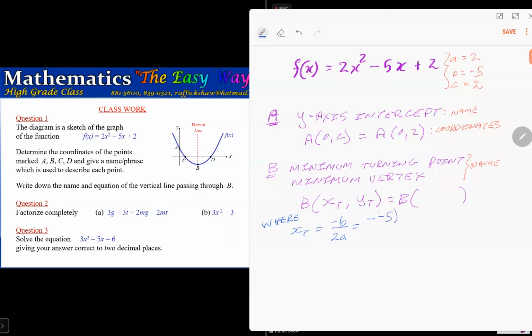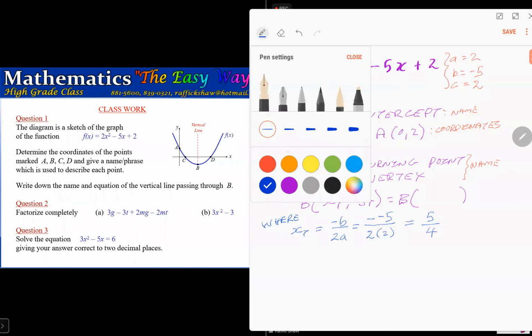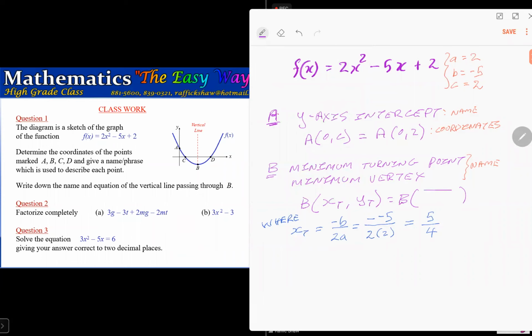We can put that in a bracket, or we can leave it without the bracket. In any case, we know it's minus, minus. And we divide that now by 2 times a. So it's 2 times the a value, which is 2. So the minus minus here makes it a plus 5. So it becomes a plus 5, which we just write as a 5 over 4. And so we know that the value for xt is 5 over 4 right here. Is what that turning point.